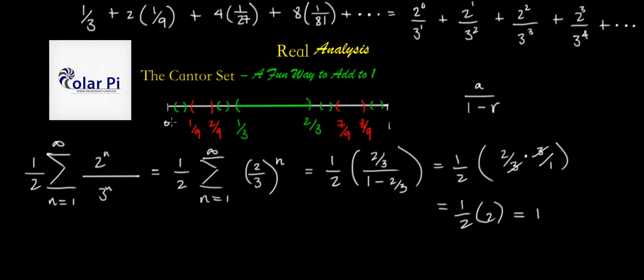So, as we expected, if we made infinitely many of these open intervals and then added up their lengths, they would have filled up this portion of the number line from 0 to 1.